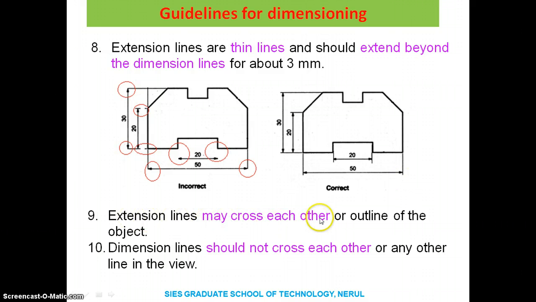Extension lines may cross each other or the outline of the object, but dimension lines should not cross each other or any other line in the view.